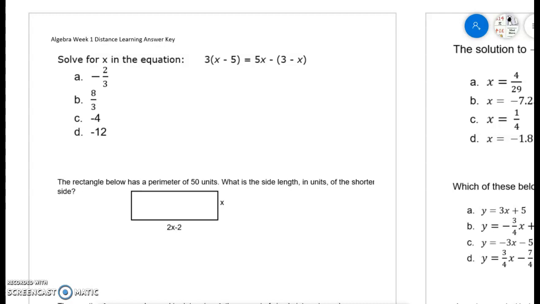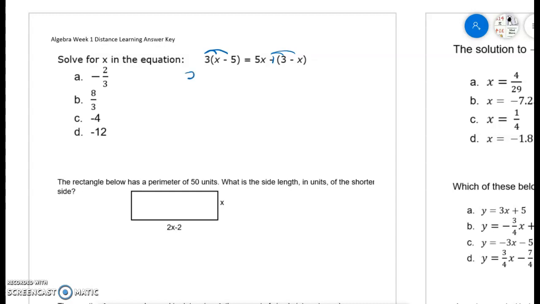I'm going to go over the questions that were on our week 1 distance learning check for understanding questions. That way you can go through and check your work and make sure you don't have any questions if you missed one. On this first question, you needed to solve for x, so you're going to have to distribute.